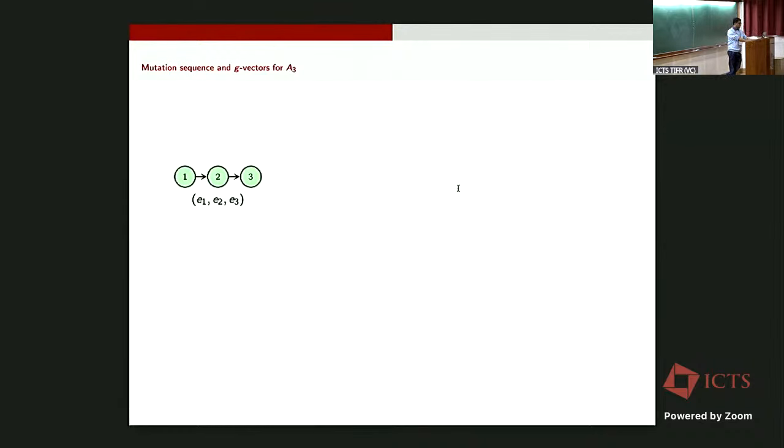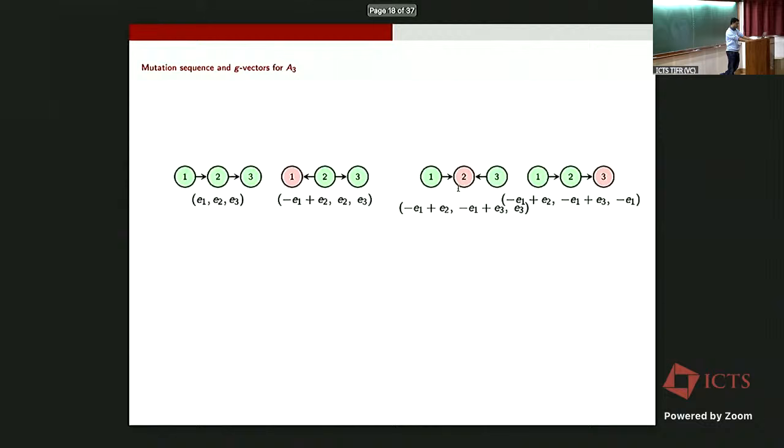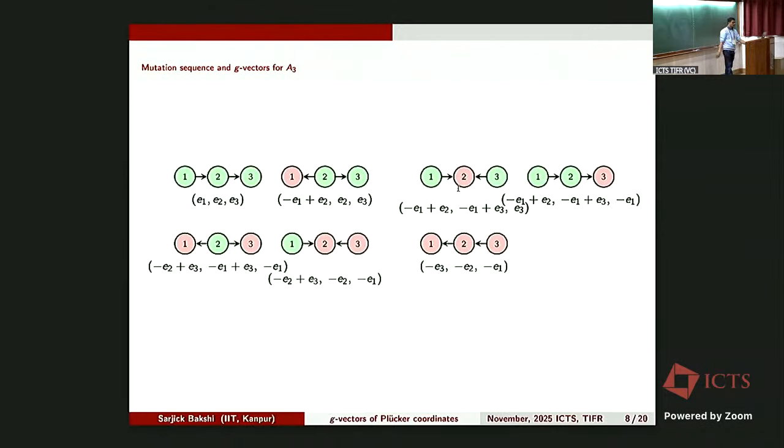The G vectors in this initial seed are like e1, e2, e3. And then once we mutate at 1, the first vector becomes minus e1 plus e2, then e2 and e3, and so on. So you can see this is a green to red sequence. There is more story in it, but we'll not get into it today. By the way, all these mutations can be conveniently done using an app developed by Professor Keller. So maybe if we have time towards the end, we can see how it works.